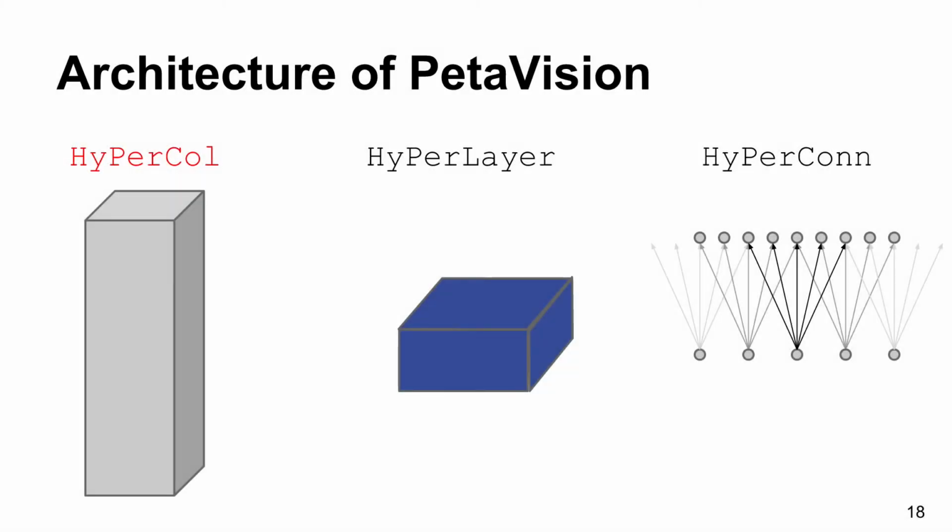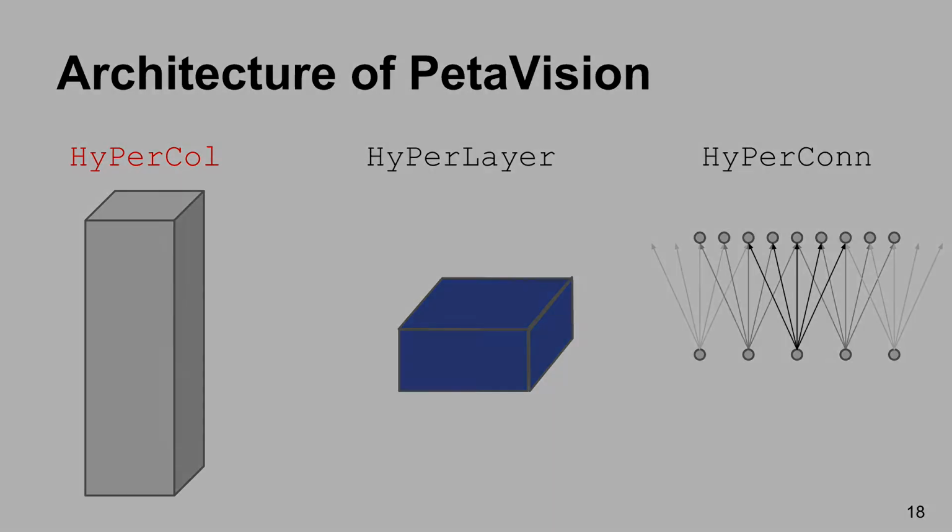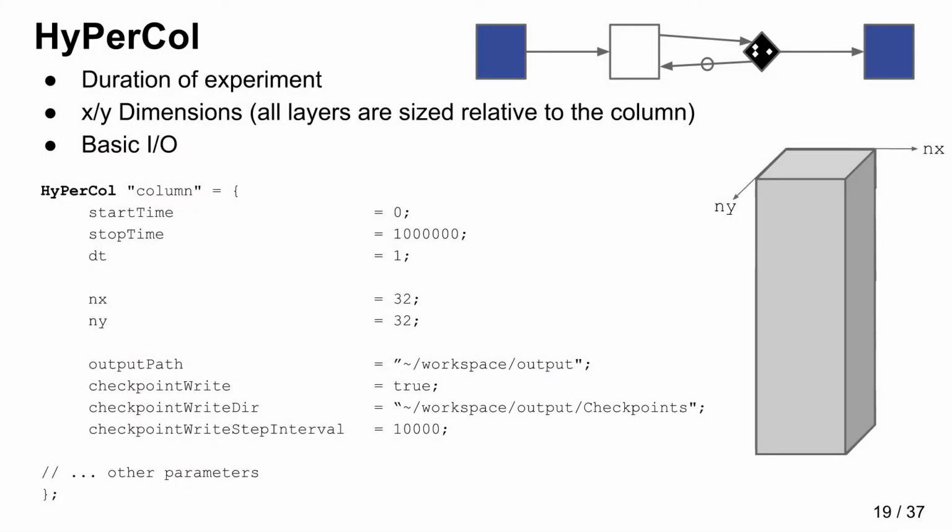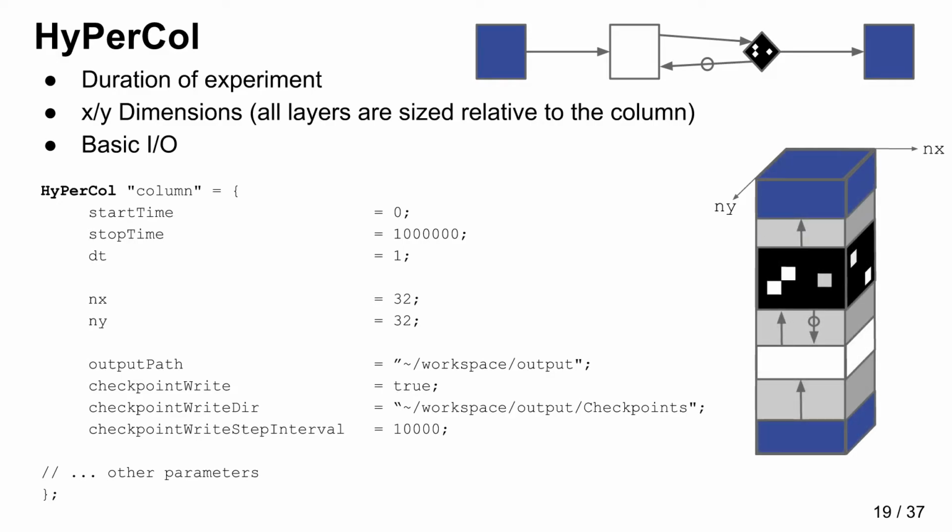So now let's look at those pieces individually, with the first one being the hypercolumn. The hypercolumn is the big daddy that holds everything, and as you can see, these are some of the parameters, but basically it's describing the duration of the experiment, the dimensions, some basic I/O, and as you can see here, that whole experiment fits inside, and it's all relative and proportional, at least in scaling, to that.